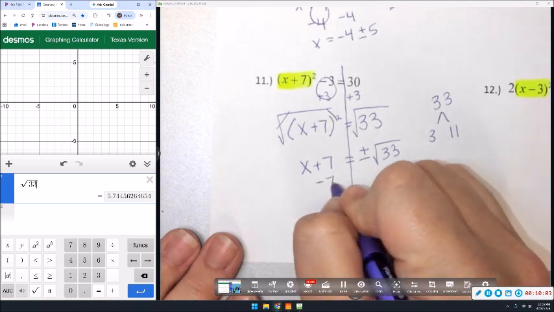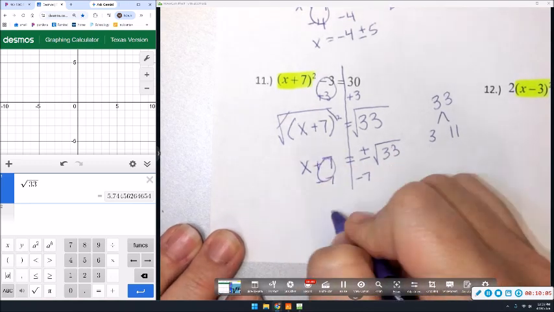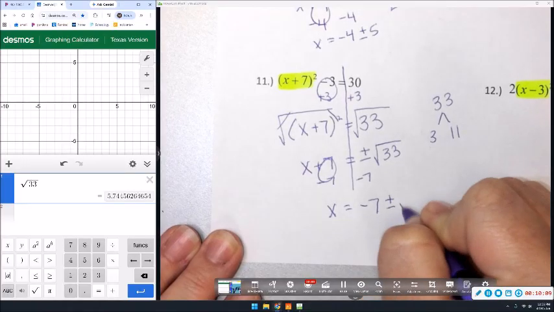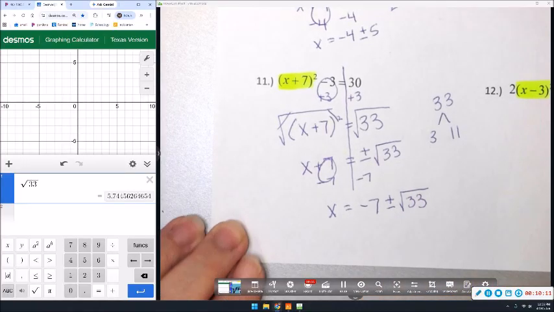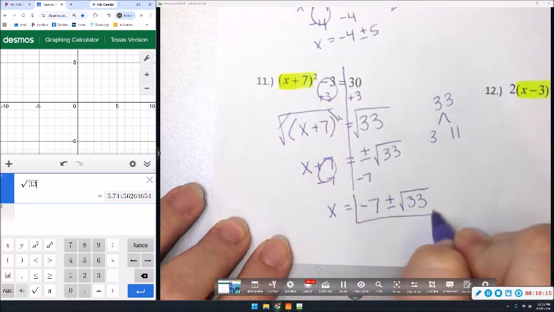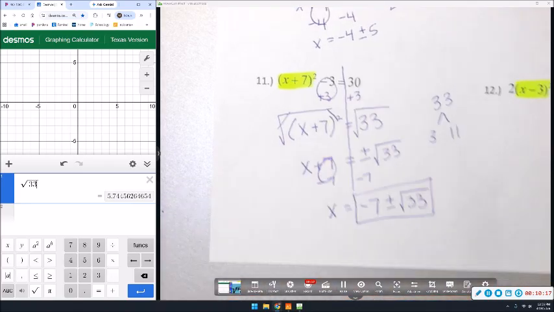So we're going to do minus 7 on both sides. And I get x equals negative 7 plus or minus the square root of 33. And again, it doesn't simplify because you can't combine this with this. So there's our answer.